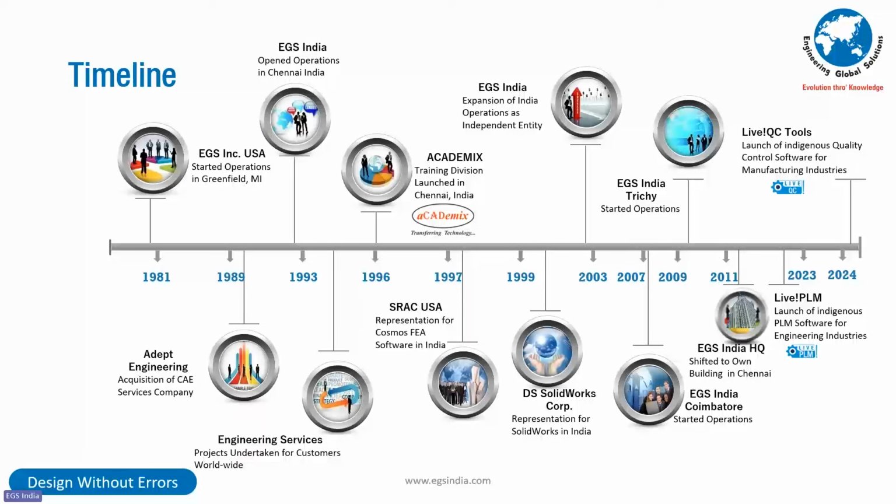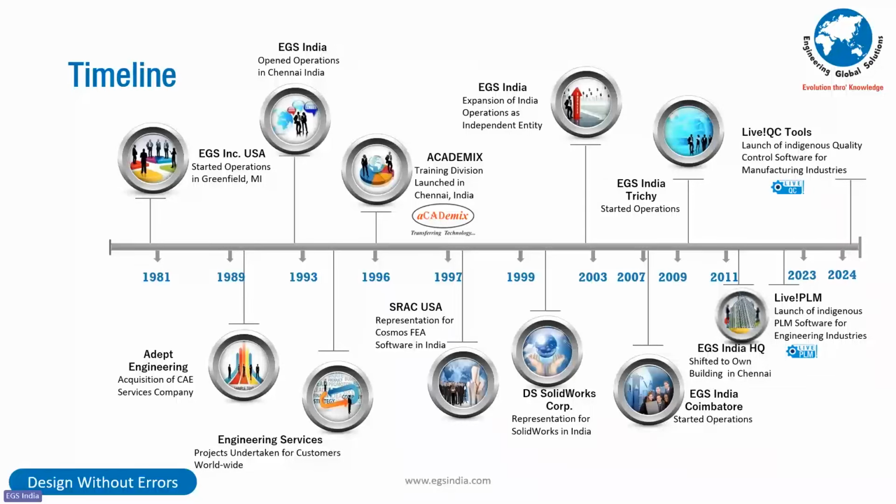We started AGS India in 1993 after I returned from my US operations and having worked at Ford. And then in 1996, we started our academics training division, followed by representation for Cosmos Finite Element Softwares in 1997, which was acquired eventually by SolidWorks Corporation, as a result of which we became a representative of SolidWorks in India since 1999. And we started the AGS operations independently in 2002.